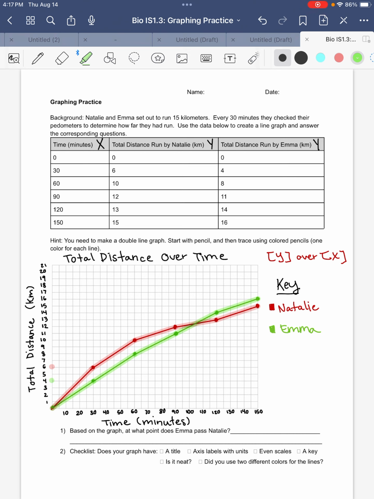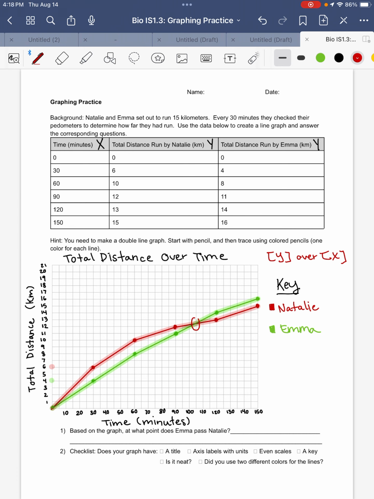that Emma's slope again matches Natalie's. So that means that they're running at the same speed. We can see that Emma ends at 16 kilometers, and Natalie ends at 15, which means that Emma has run more.